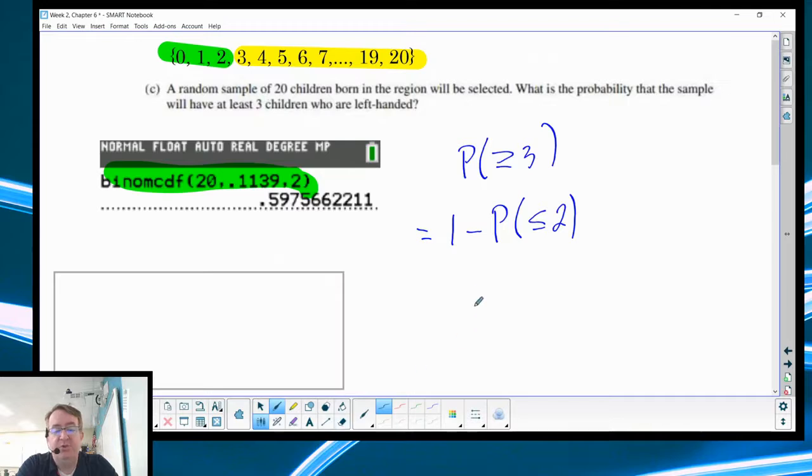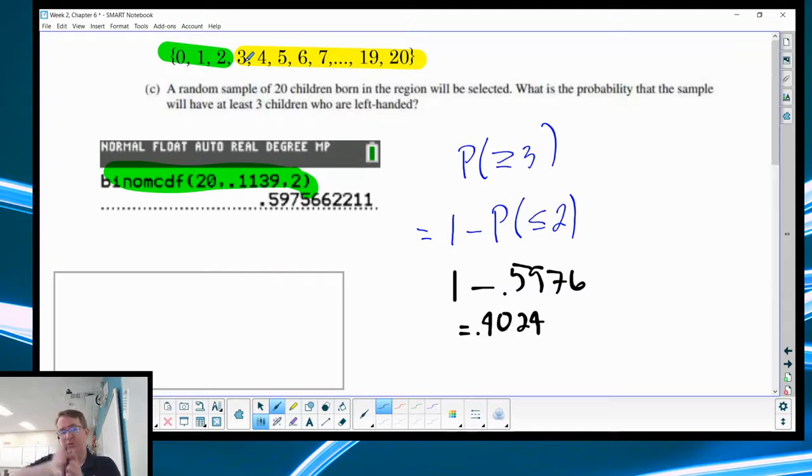So we are going to do 1 minus 0.59976, going to 5 decimal places. So it's going to be right over 40%. Actually, it's going to be 40.24%. And that's going to be the probability. So just be really careful in terms of the setup of that, because again, binomial CDF will only go up until we see what's going on, and then everything else will go from there.